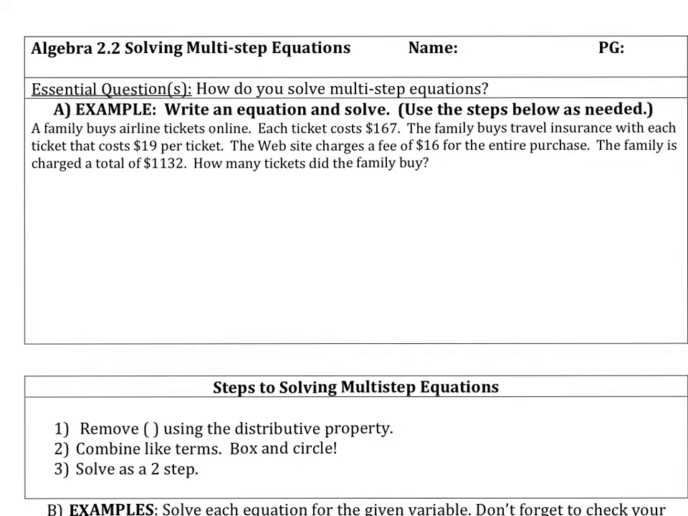So let's go back and look at all the key information. We have a ticket, which is costing how much here? A ticket costs $167. Insurance is the next thing that you're told about, and that costs $19 per ticket. There's a $16 fee for the entire purchase. So that's not per ticket, just the entire purchase. And then you are charged a total of $1,132. How many tickets did the family buy?